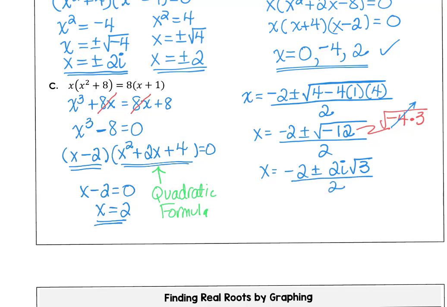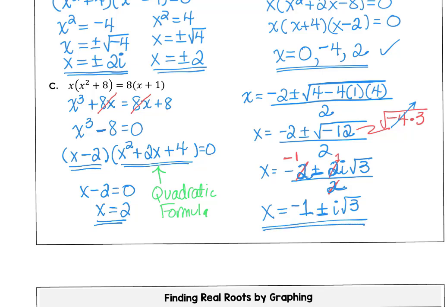And then you have a dilemma here. If you can divide this 2 into both terms in the numerator, 2 goes into negative 2, negative 1 time, and 2 goes into positive 2, positive 1 time, then you can divide across that fraction bar. But it's got to go into both factors, this one and this one evenly. Otherwise, you can't do that. So then we have our two imaginary answers, negative 1 plus i square roots of 3, and negative 1 minus i square roots of 3.